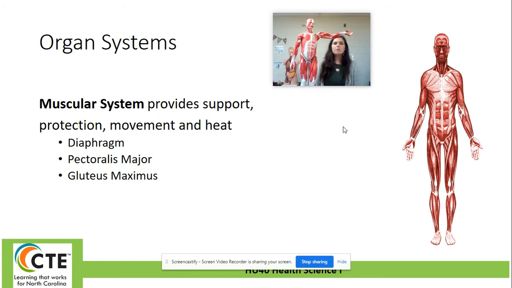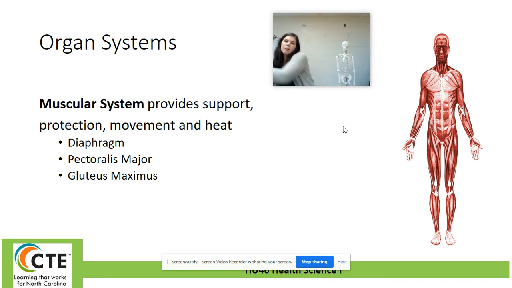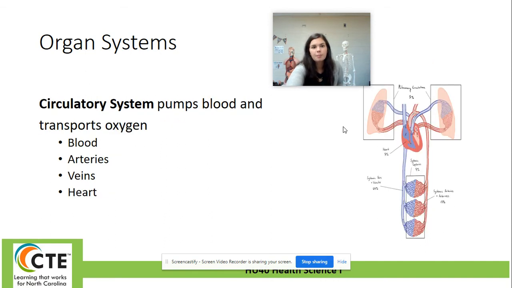So your muscular system also includes not only all the muscles in your body, but also your diaphragm. Your diaphragm is that thing located right below your lungs that collapses, contracts, and relaxes in order to help you breathe. So your diaphragm is part of your muscular system as well as all the other muscles in the body.